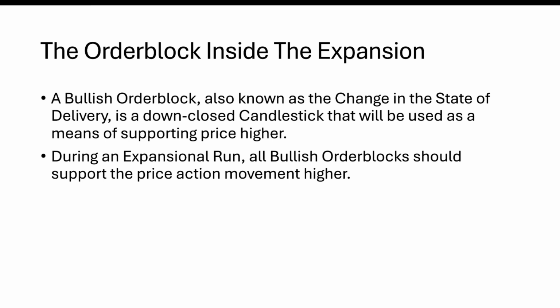The order block inside of the expansion. A bullish order block, also known as the change in the state of delivery, is a down close candlestick that will be used as a means of supporting price higher. So we're looking at the chart, we want to see the market go higher, and therefore during an expansional run, all bullish order blocks support the price action movement higher.